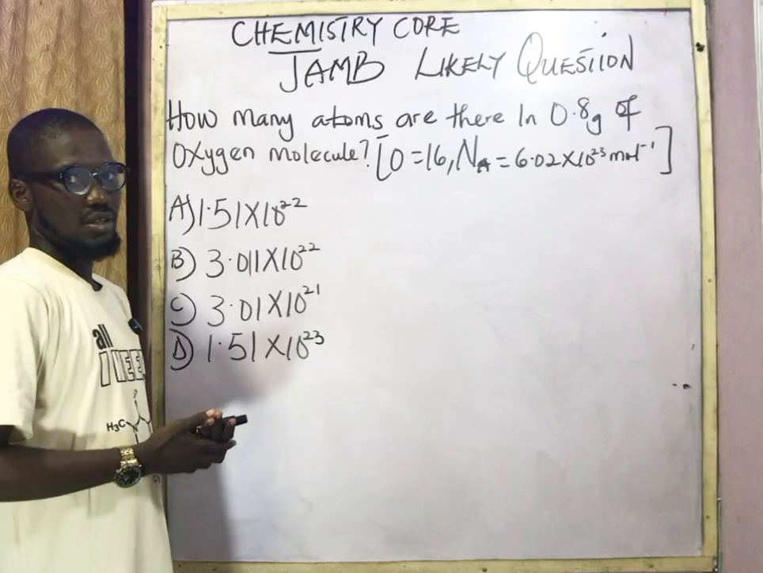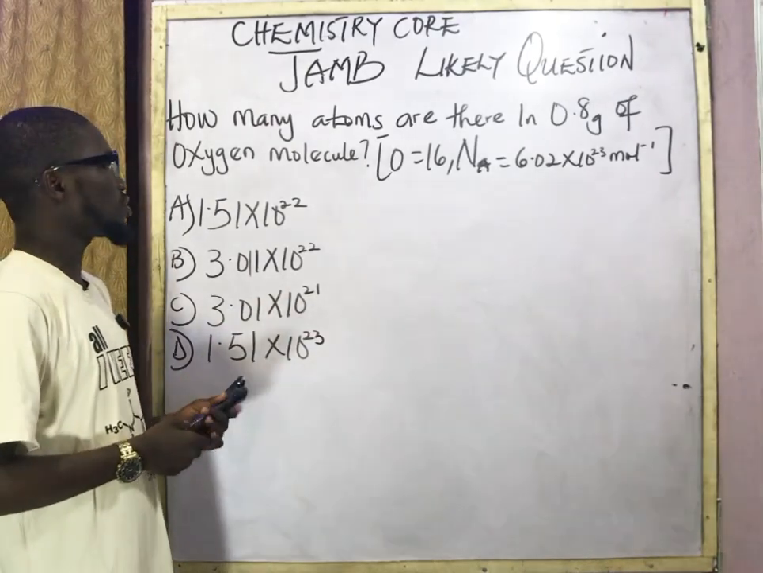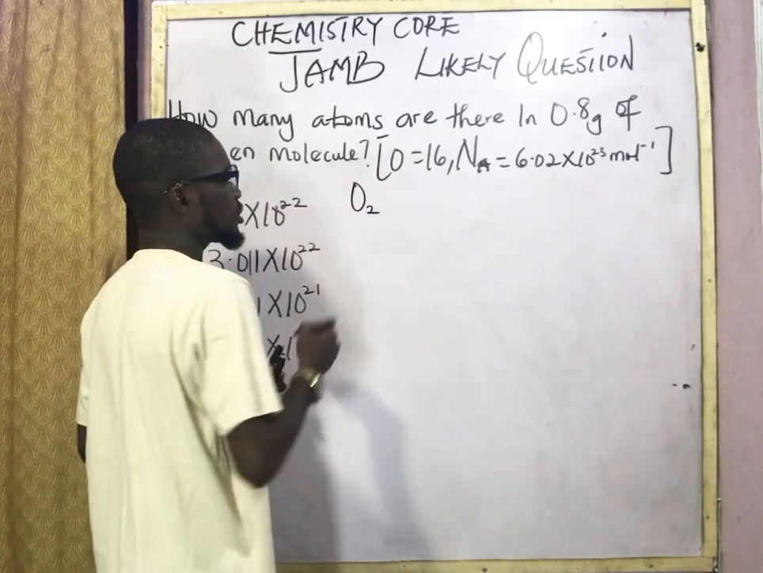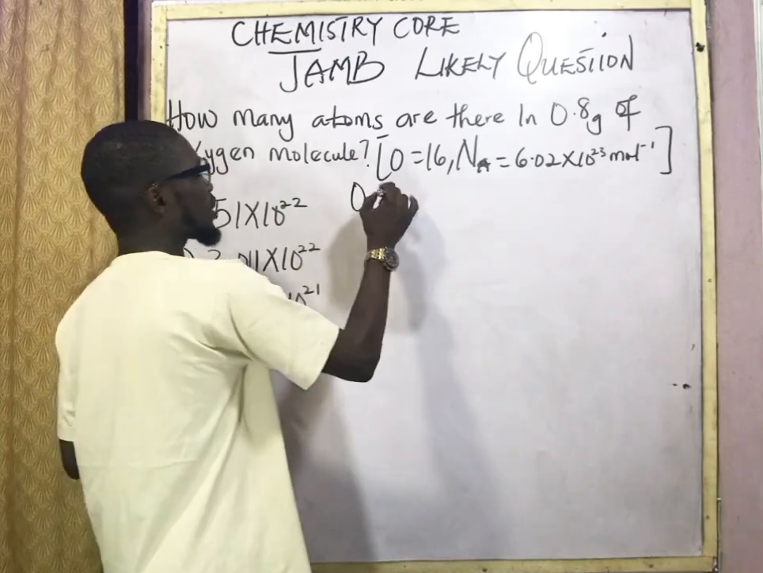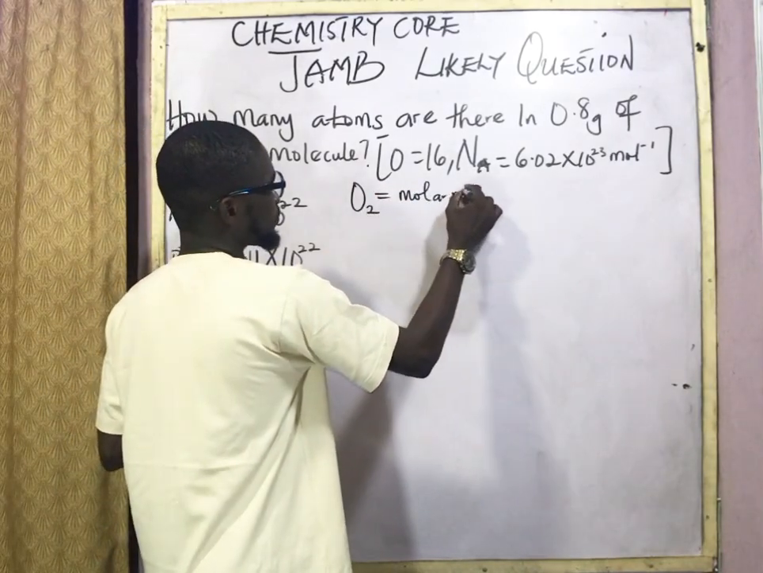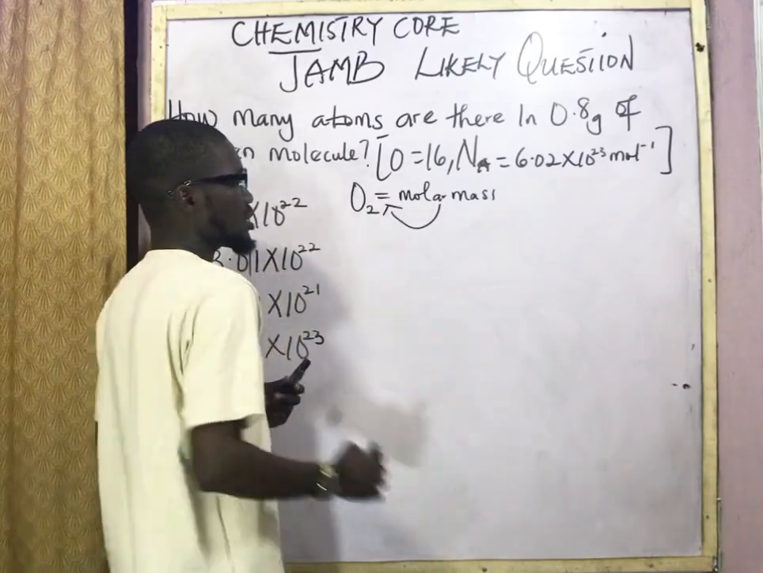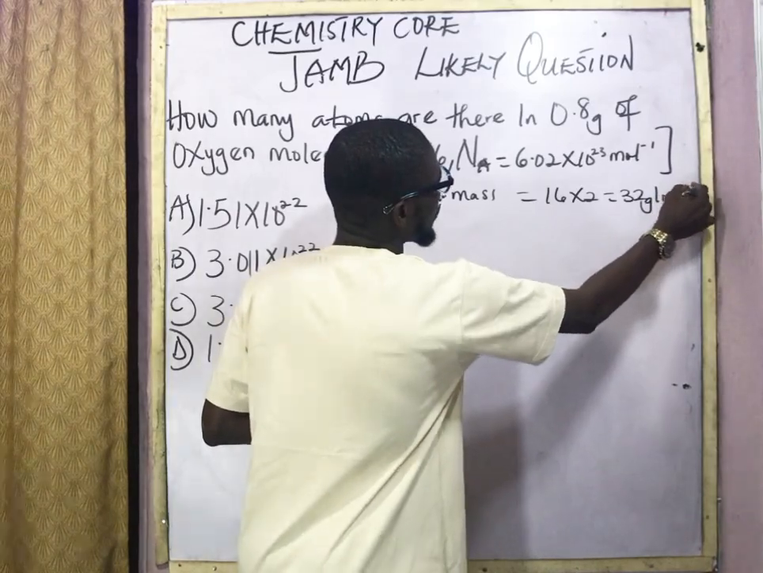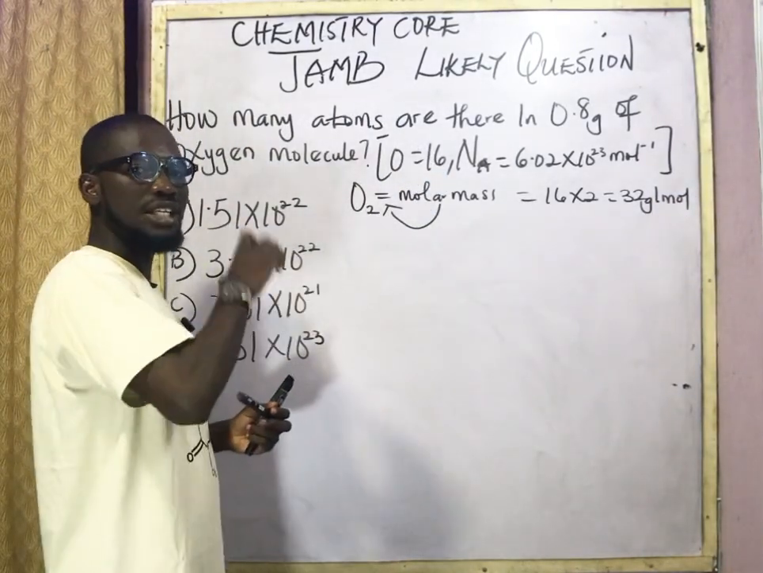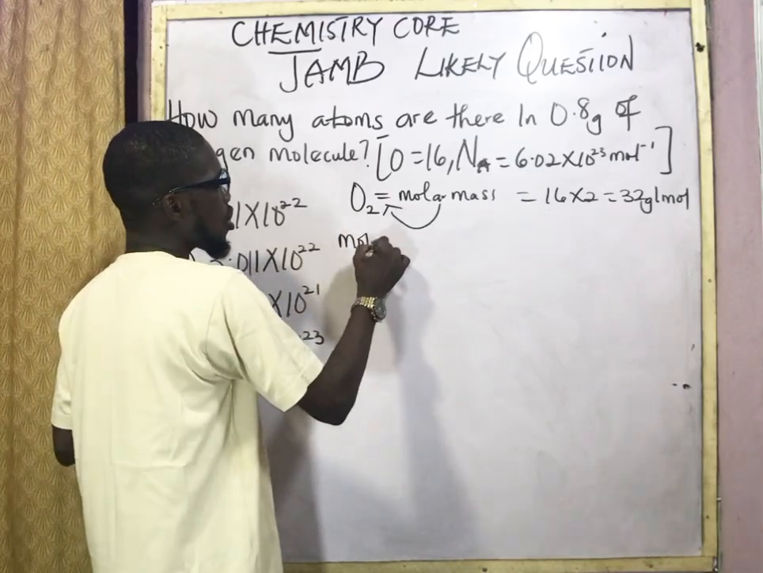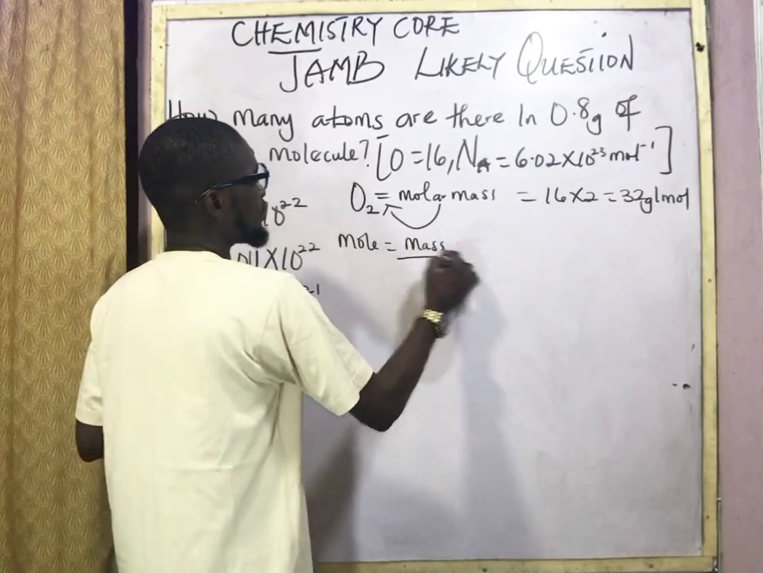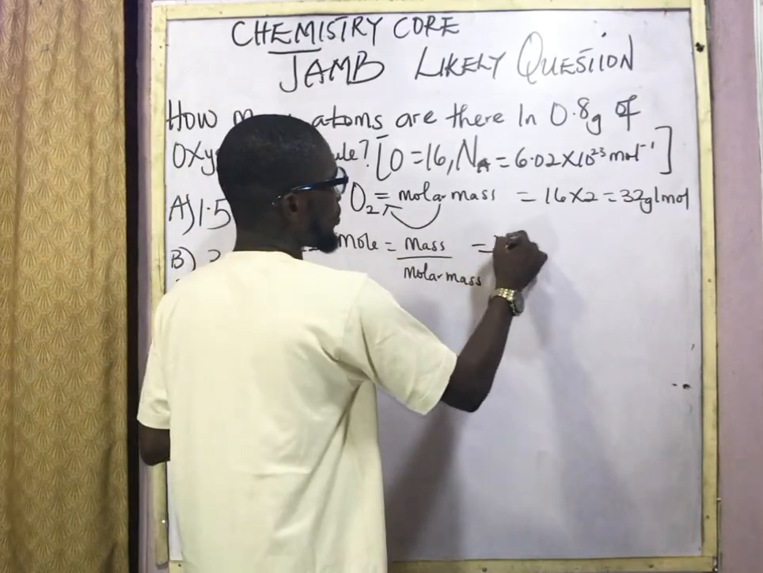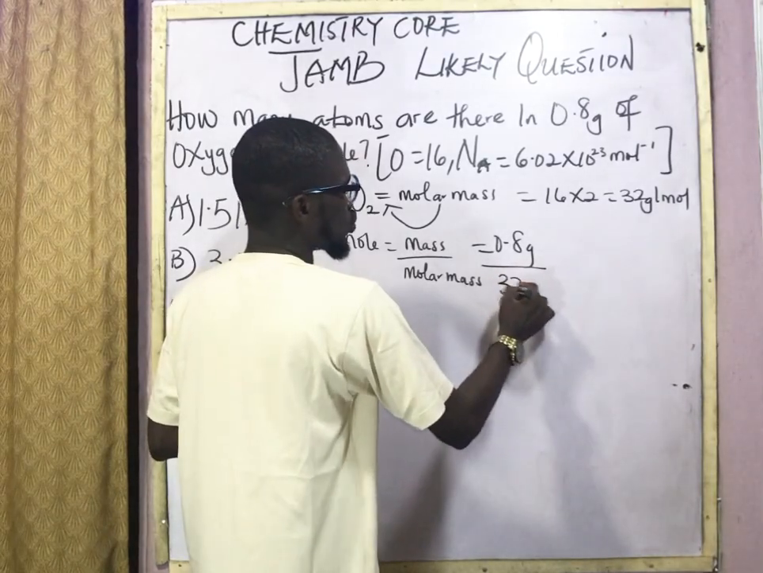So guys, what is the first thing you are going to do? The first thing is, what is oxygen molecule? This is oxygen molecule. In that case, we are going to calculate the molar mass of this, and that will give us 16 times 2, which is 32 gram per mole. What is the next thing you are going to do? Mole equals mass divided by molar mass, and the mass given is 0.8 gram divided by 32 gram.